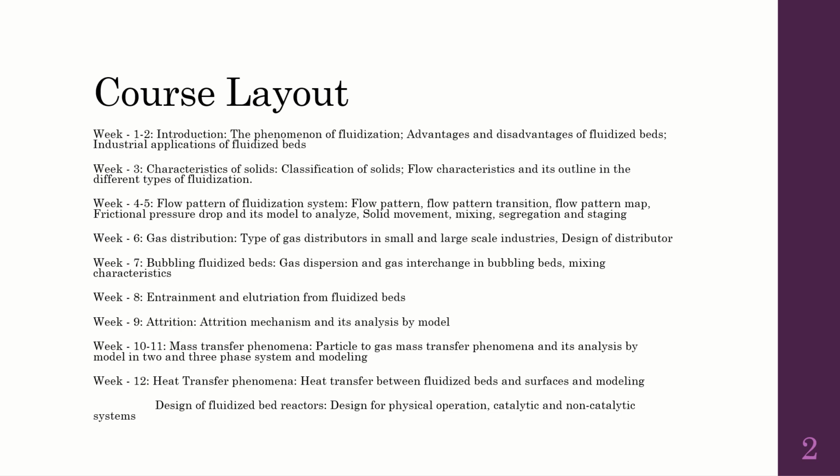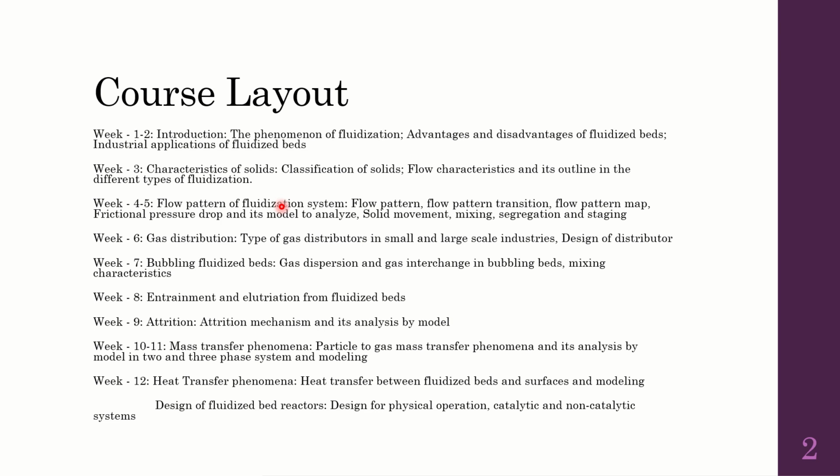What did we see after that? We saw flow pattern of fluidization, flow pattern transition. Depending on the velocity of the fluid and the diameter of the particles, we can classify them and see under what condition each would come. And we also studied frictional pressure drop and its models to analyze.